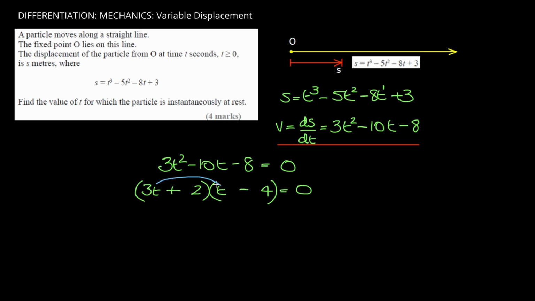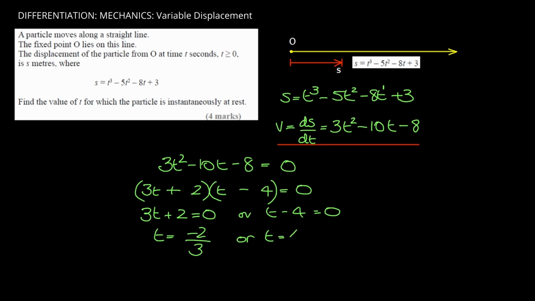Let's just check. 3t times t, 3t squared. Positive 2 multiplied by negative 4, negative 8. This gives us 2t. This gives us negative 12t, and yes, if you push those together, we get negative 10t. If this is true, then either this bracket must equal 0, or this bracket must equal 0. So t will equal negative 2 divided by 3. And here the negative 4 pops onto the other side. Yes, we're adding 4 to both sides, so or t equals 4.